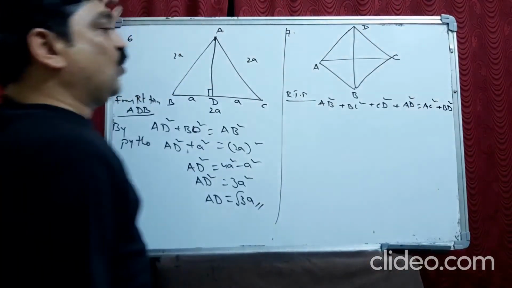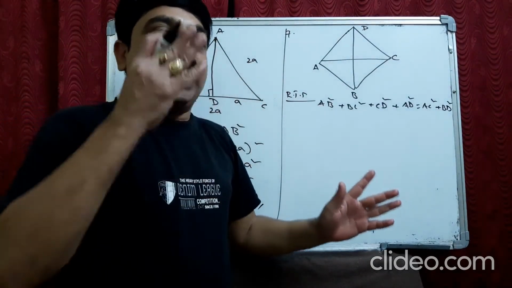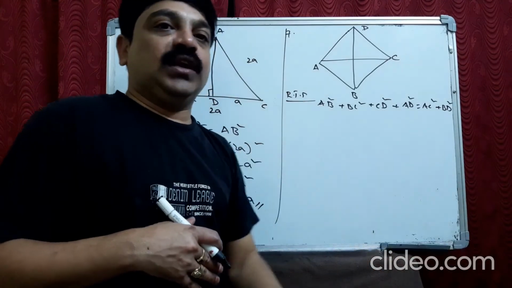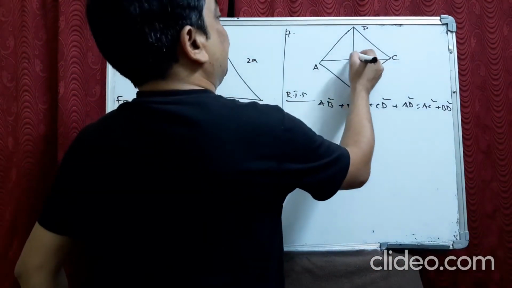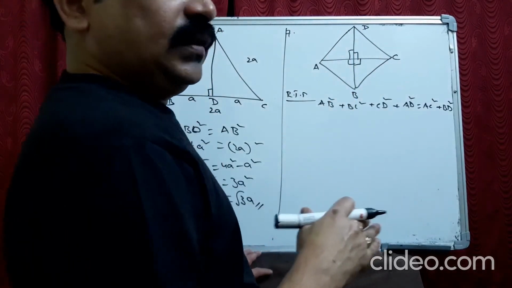So what happens in rhombus actually? In rhombus, the diagonals bisect each other orthogonally. Orthogonal means these are perpendicular. These lie perpendicular, and also these will be half of the.